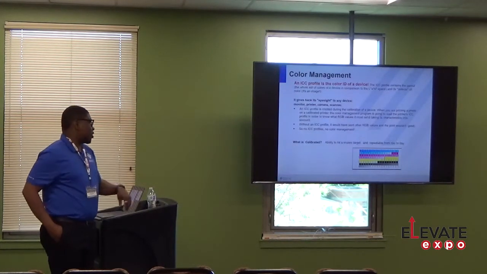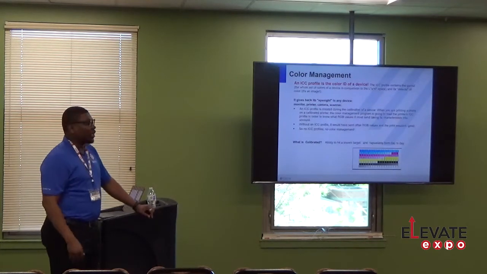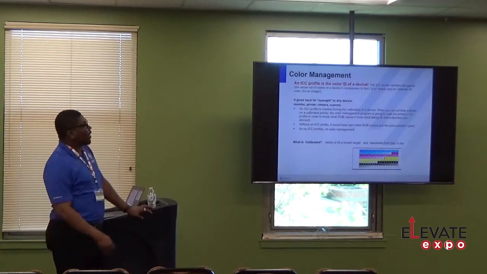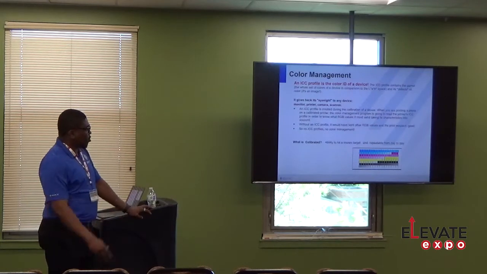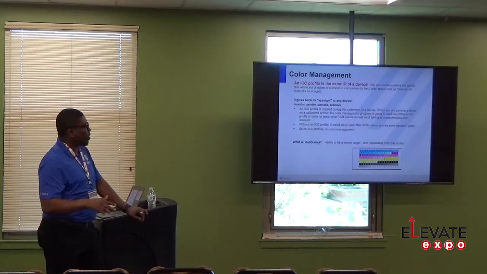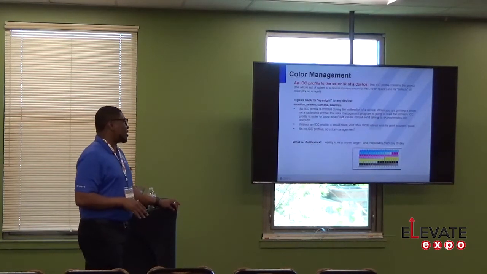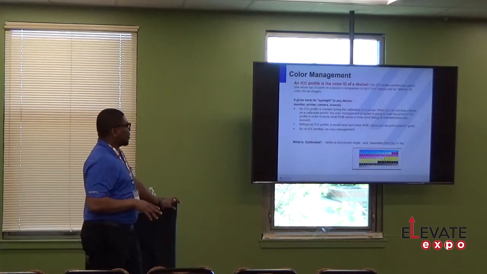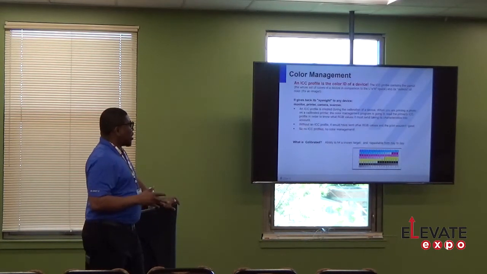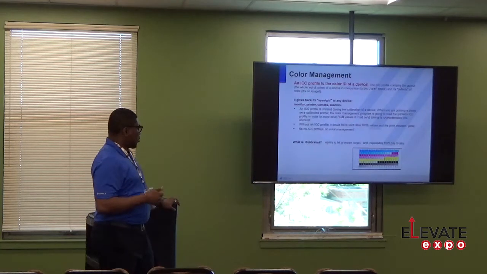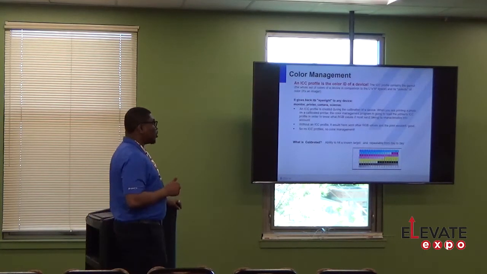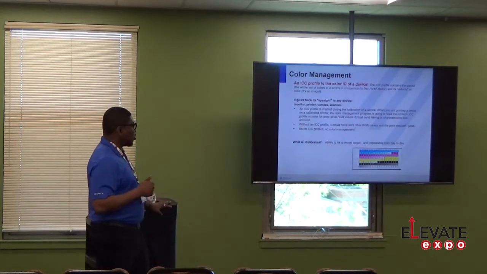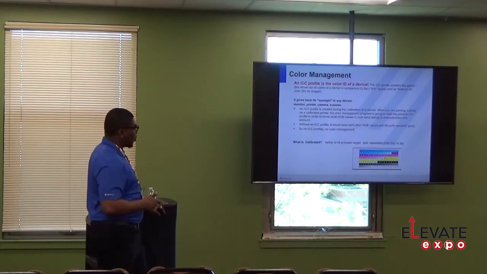So what is an ICC profile? You mentioned the ICC profile. It is pretty much the color ID of the device. The ICC profile contains the gamut, the whole set of colors of a device in comparison to the Lab space. It gives back its eyesight to any device. So an ICC profile is created during the calibration of a device when you're printing a photo on a calibrated printer.